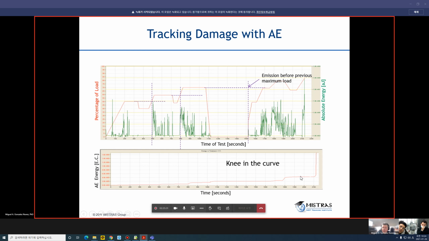But what happened at this point? You see there is a change in the slope of the curve of energy, and that is known as the knee in the curve. And this is indicative of imminent failure of the test piece.